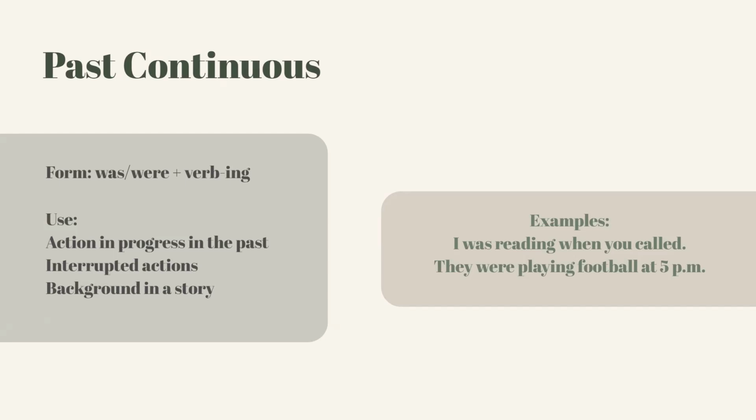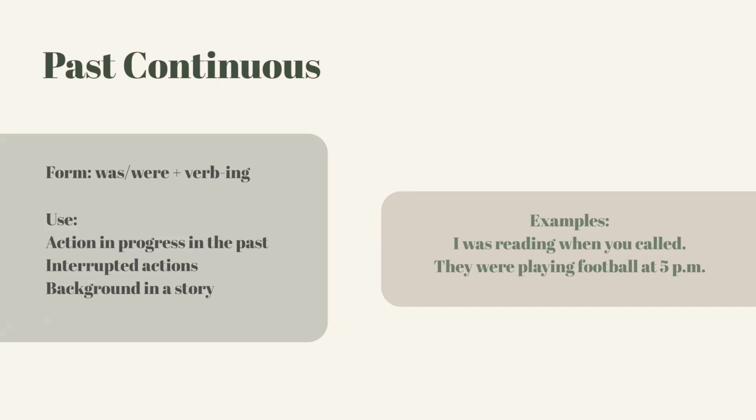Like we use past continuous to talk about an action in progress in the past, and interrupted actions or background in the story, maybe. So let's give you examples to make it clearer. I was reading when you called, or they were playing football at 5 p.m. So we have two examples here which are very lovely. So I want to just analyze them right now.